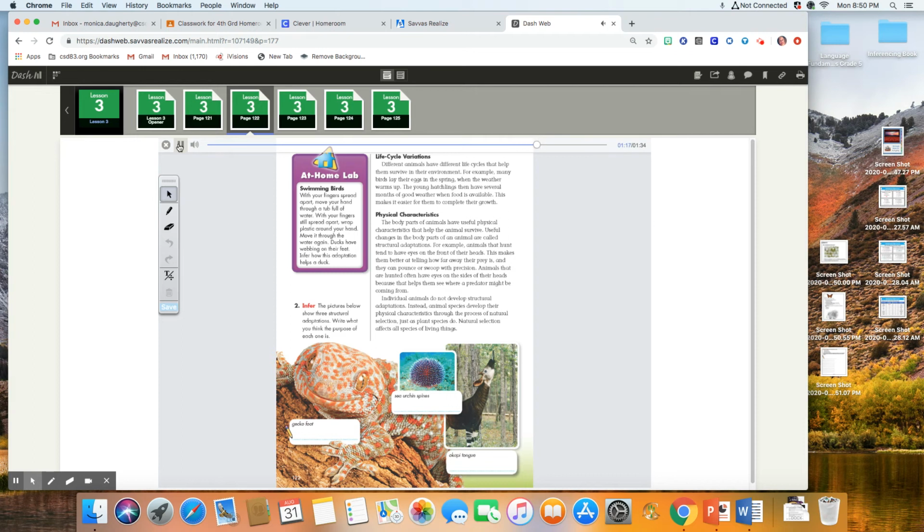At-home lab. Swimming birds. With your fingers spread apart, move your hand through a tub full of water. With your fingers still spread apart, wrap plastic around your hand. Move it through the water again. Ducks have webbing on their feet. Infer how this adaptation helps a duck.